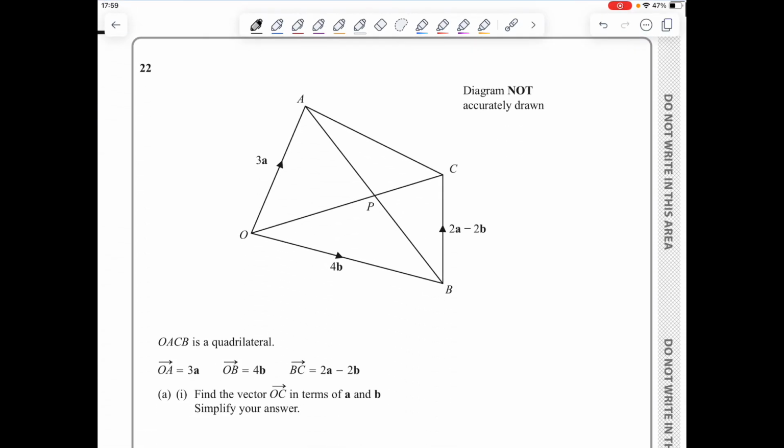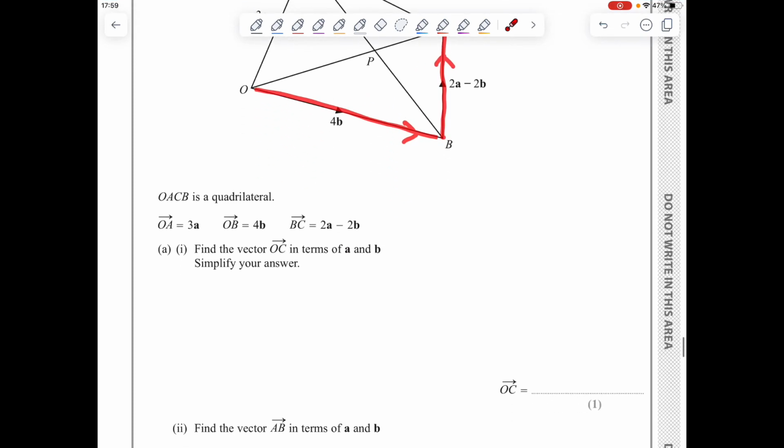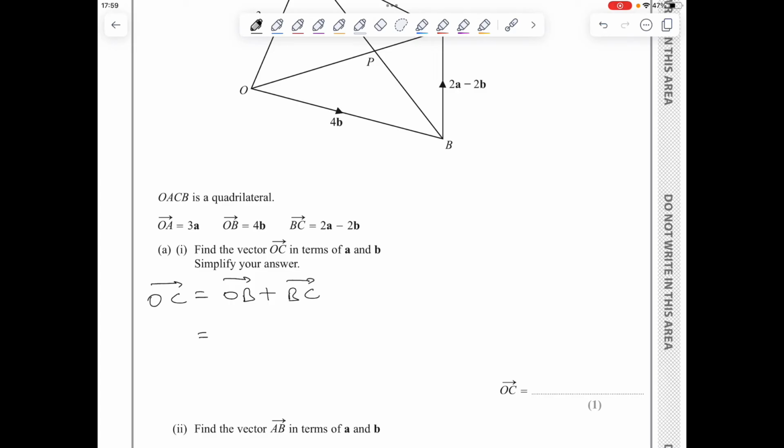For part A, I need to find OC, and note that OC is equivalent to OB plus BC. Let's write this down. OC equals OB plus BC. Now OB is 4b, BC is 2a minus 2b. Simplify and you'll get 2a plus 2b.